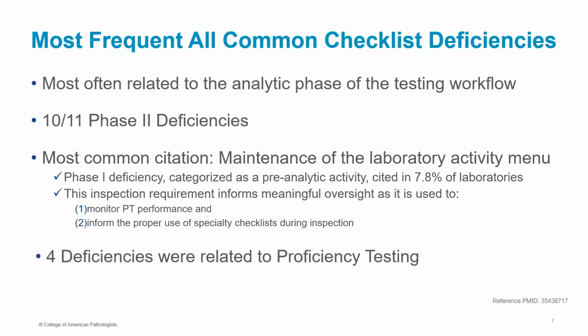This inspection requirement informs meaningful oversight as it is used to, number 1, monitor PT performance, and number 2, inform the proper use of specialty checklists during inspection. 4 deficiencies were related to proficiency testing from the all-common checklist.